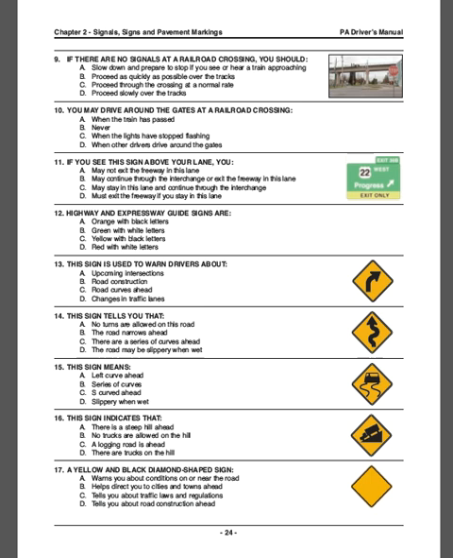The answer is letter A. Yellow diamond-shaped signs with black lettering warn you about conditions on or near the road.